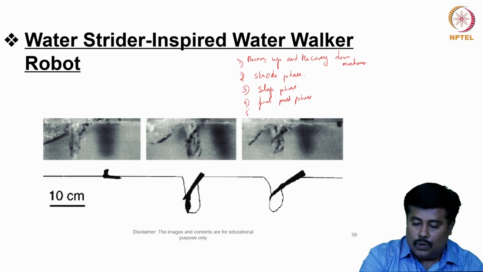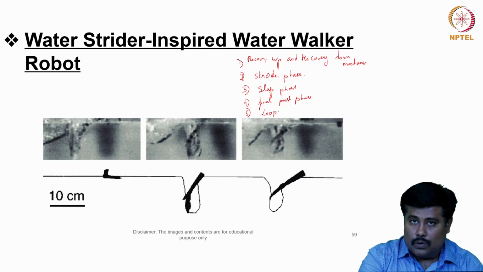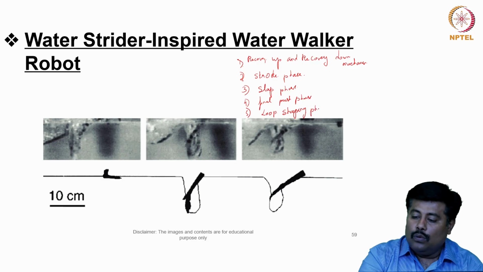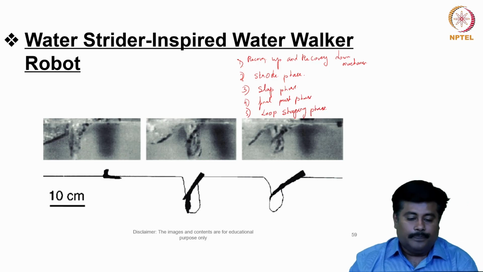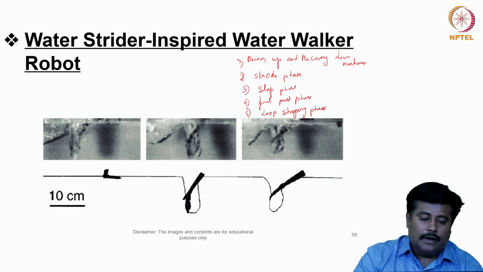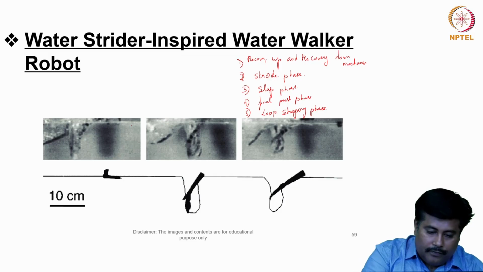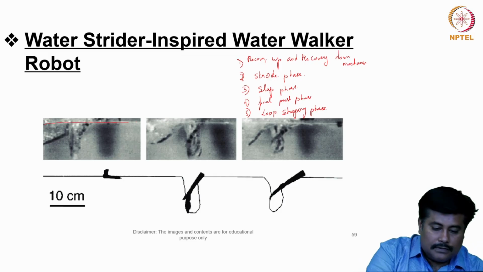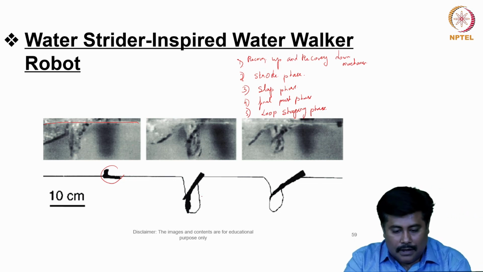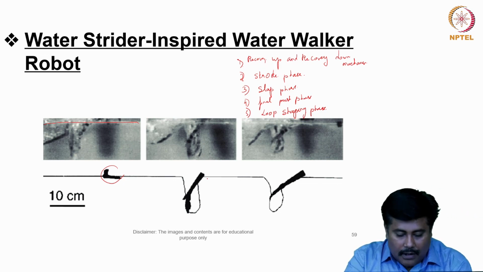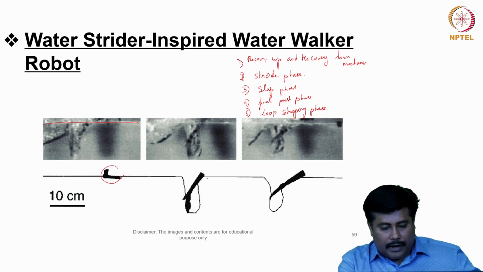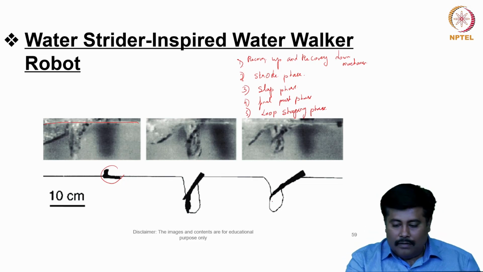And the loop shaping phase. So let us consider this a water strider which is inside the water. Initially, if you consider this as your reference, it is kept on top of the reference, and then there is a structure meant for the slapping phase, and then we have the stroke phase which exhibits over here.